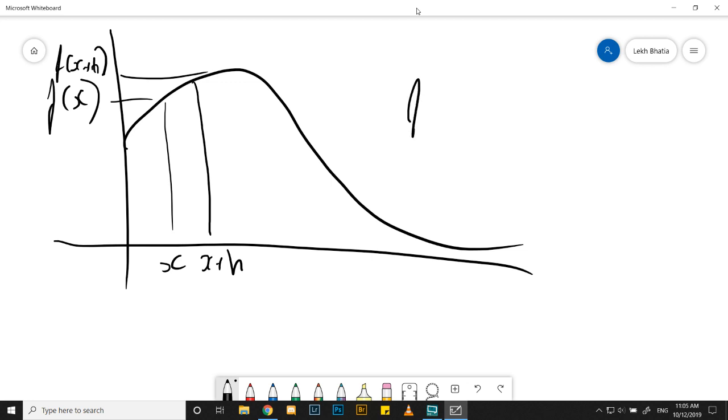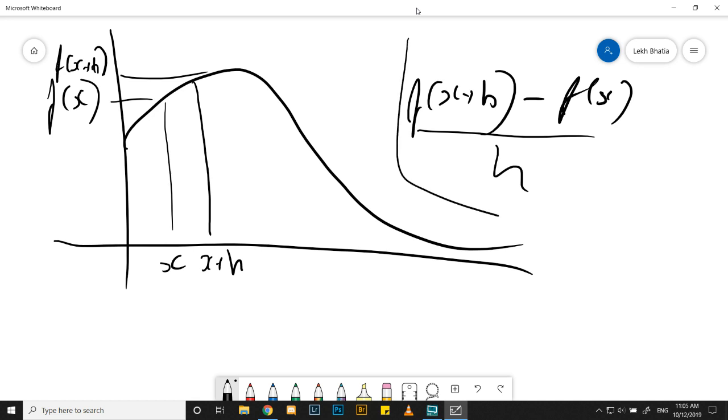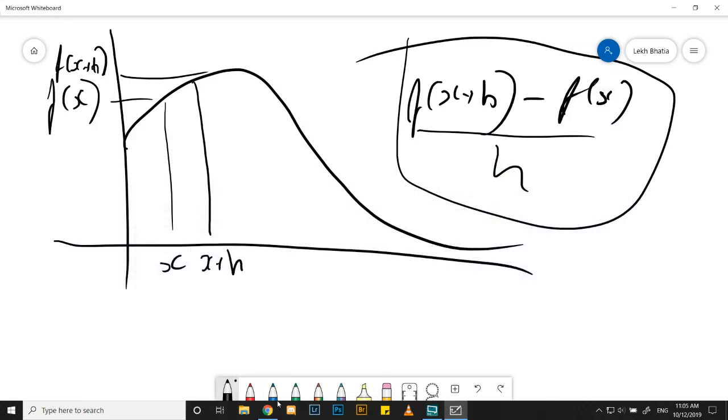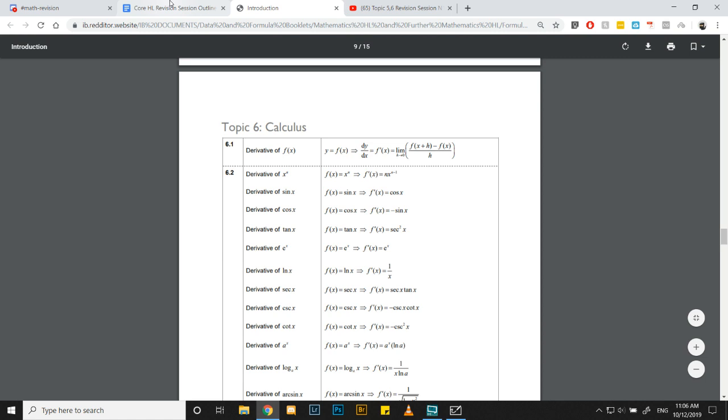So what you would do is you would have f of x plus h, which is your y value, minus the other y value, f of x. Then you have this value, x plus h, minus x, which happens to be h. That's your limit definition of a derivative. That's what your actual formal definition of a derivative is, and that's calculating the instantaneous slope at any point, which is your derivative.